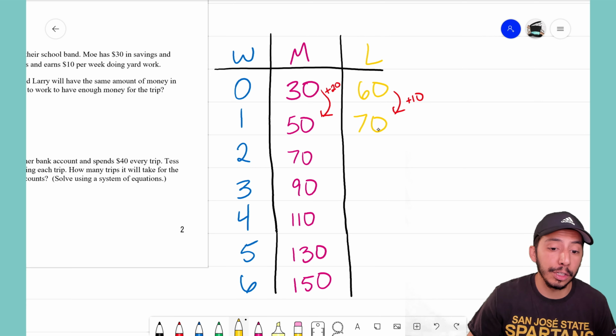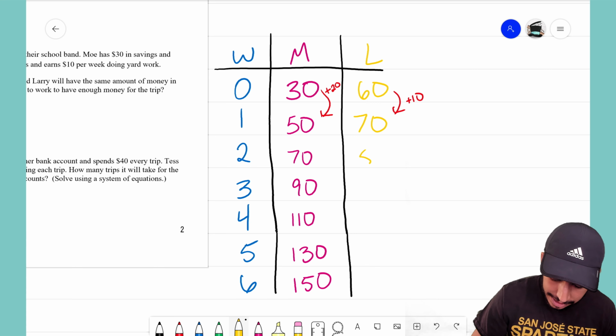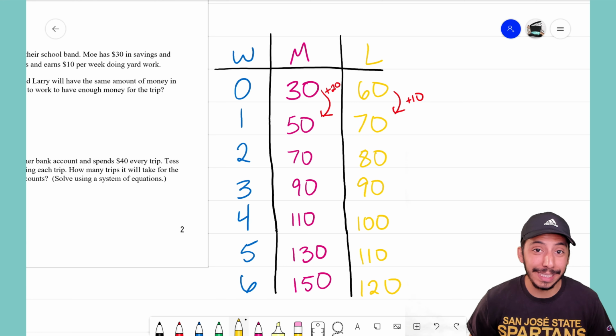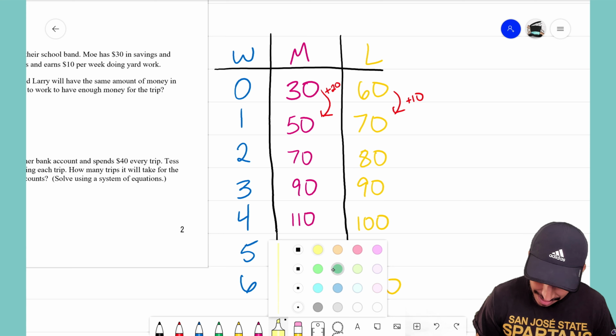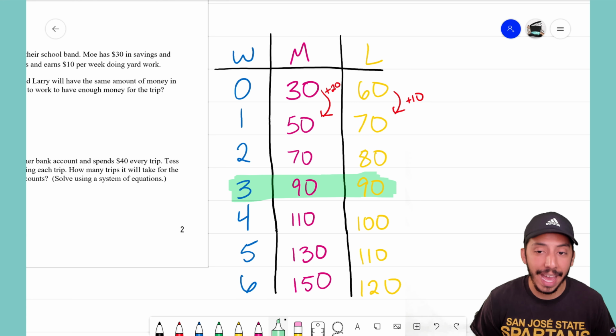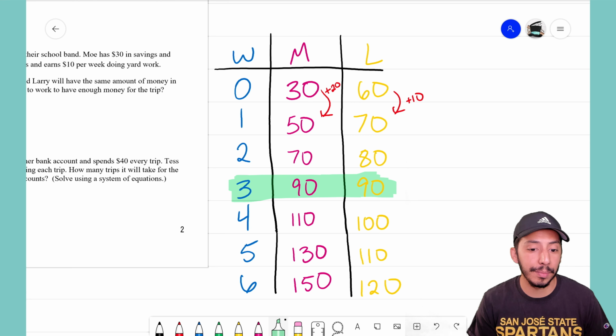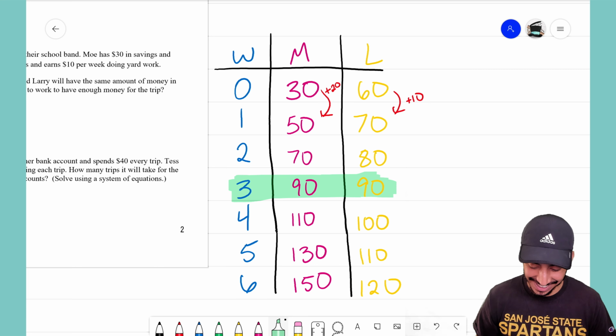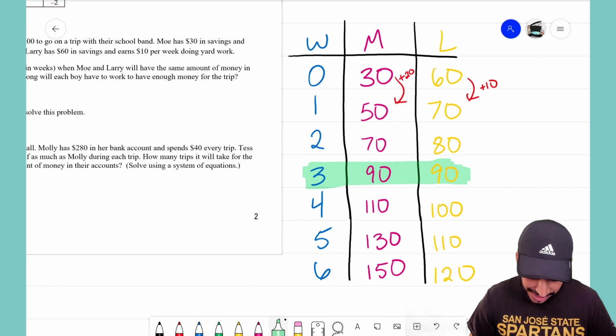All right, I'm adding $10. This side will be easier because I just have to keep going up by $10 each time. And hopefully we see it there, that definitely in week 3 is when Mo and Larry both have the same amount of money. Okay, week 3, not week 4. Yeah, week 3. It's all good. Cool, really, really good, guys.